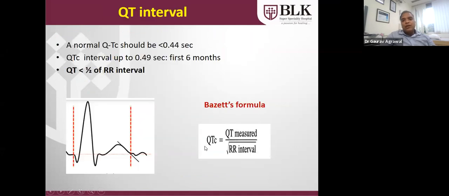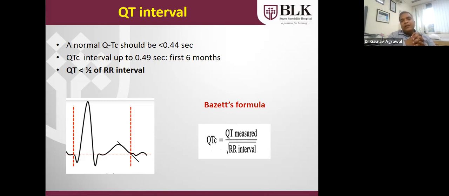The basic formula, as we all know, everybody is using: QTc is the QT we measured divided by the square root of the RR interval. We have to use the previous RR interval, just before this. A normal QTc should be less than 0.44 second. In the first 6 months, a QTc of 0.4 up to 0.49 second is normal. In newborn ECGs, we see lots of prolonged QTc, which is a normal finding in the first 6 months. Newborns generally have hypothermia, hypocalcemia or hypomagnesemia, which will also cause prolonged QTc. So we have to assess the electrolytes, especially in newborns, and the QT interval.